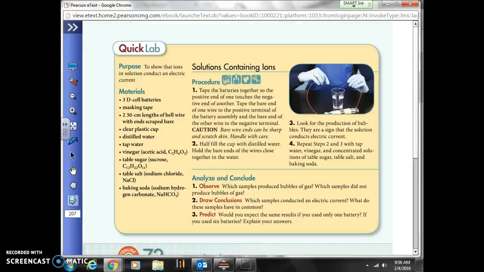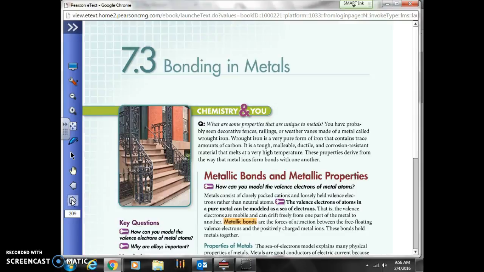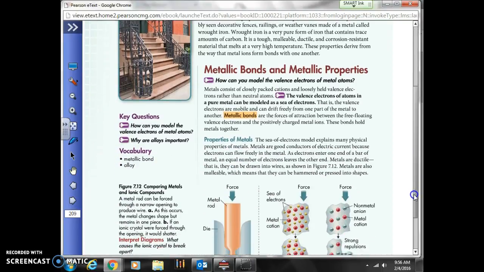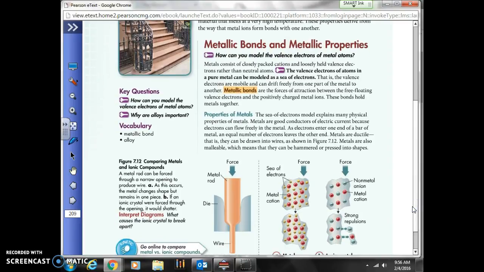So let's go back to metals. So we said that metallic bonds are these forces of attraction between these free-floating valence electrons and the positively charged metal ions. You can think of this as a sea of electrons, and because of this sea of electrons, it gives way to the many physical properties of metals. You might want to write this down again. Metals are good conductors of heat and electricity, because these electrons are able to flow easily through the sea of electrons. That's why metals are such good conductors of electricity.